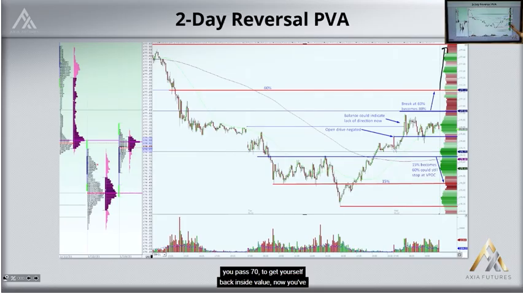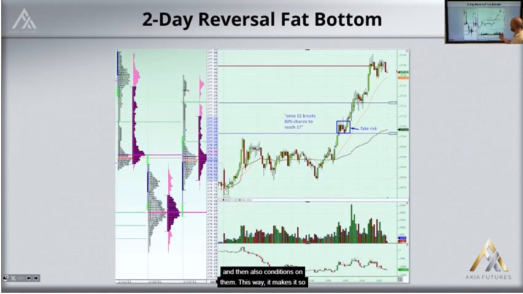If you pass 70, so get yourself back inside value, now you've got a 60% chance of going down towards VPOC and then potentially the lows. So you're assigning probabilities and then also conditions on them. This way it makes it so much easier to take trades on when you reach certain points. All of a sudden, with the push above 02, you've already decided that there's an 80% chance of getting to 17 and even all the way up through the range.